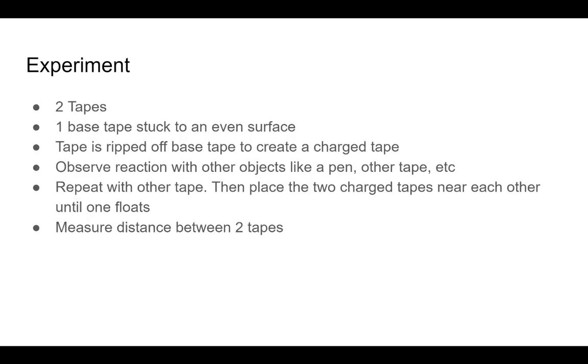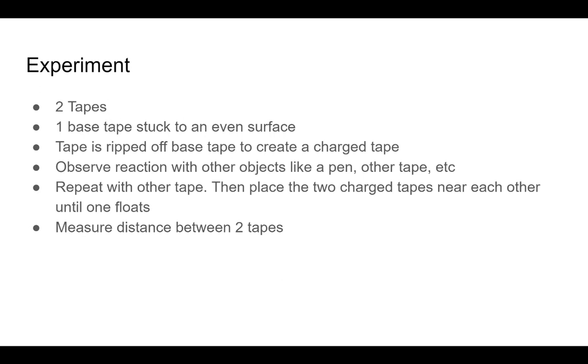So our experiment is we have two tapes, and also a base tape, which will be stuck to an even and hard surface. One tape will be ripped off the base tape to create a charged tape. We'll be observing its reaction with other objects like a pen, the other charged tape, etc. You'll repeat this step with another tape to create the second charged tape.